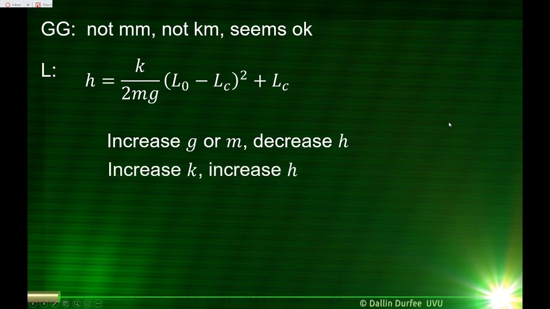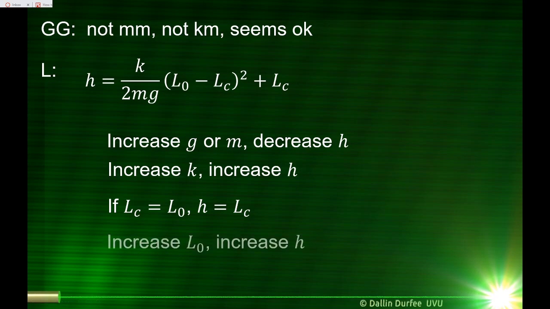If I increase the spring constant, then the spring's going to push harder, and that should increase h. Is that what my equation says? Yes, if I increase k, I increase h. If the compressed length is the same as the relaxed length, that means my spring is not compressed at all, and my mass isn't going to go anywhere. And my equation, in fact, says that h is equal to where I started from, LC, if those two are equal. If I increase L naught, that means I've compressed my spring more. I should go higher. And in fact, that's what my equation says. So it looks like I did a good job with this one.